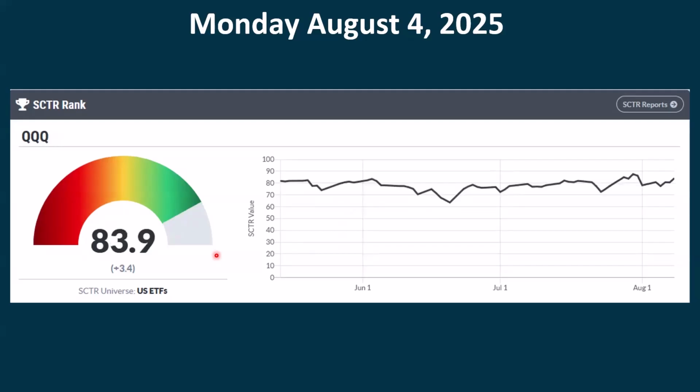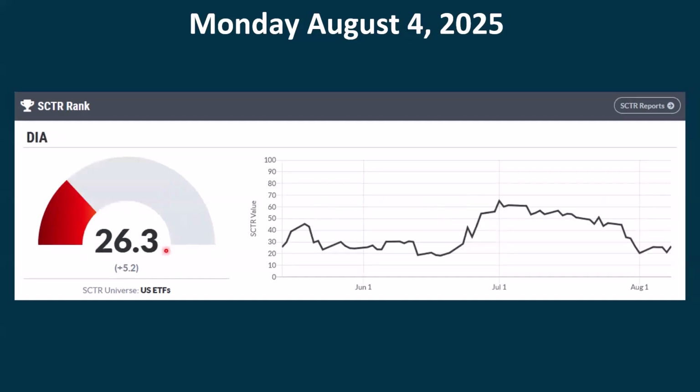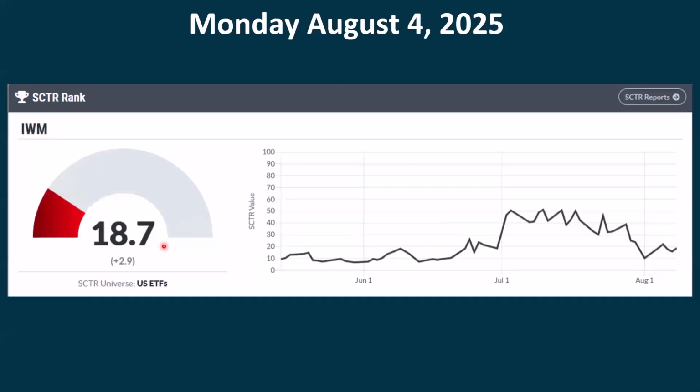Then in second place is the NASDAQ 100, as represented by the QQQs, coming in at 83.9. In third place is the S&P, which has growth and value, that's why it tends to underperform when we're going up. It's coming in at 72.1. Then we have the Dow. Not looking all that good, 26.3. It's really not looking all that good from a technical analysis perspective, according to this score. Then we have small caps, which had a pretty good week, but they're still coming in at 18.7 and now in last place.